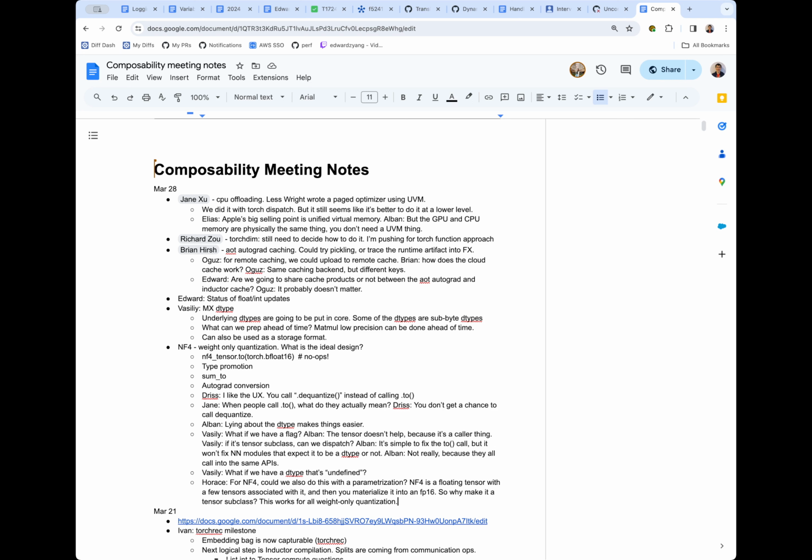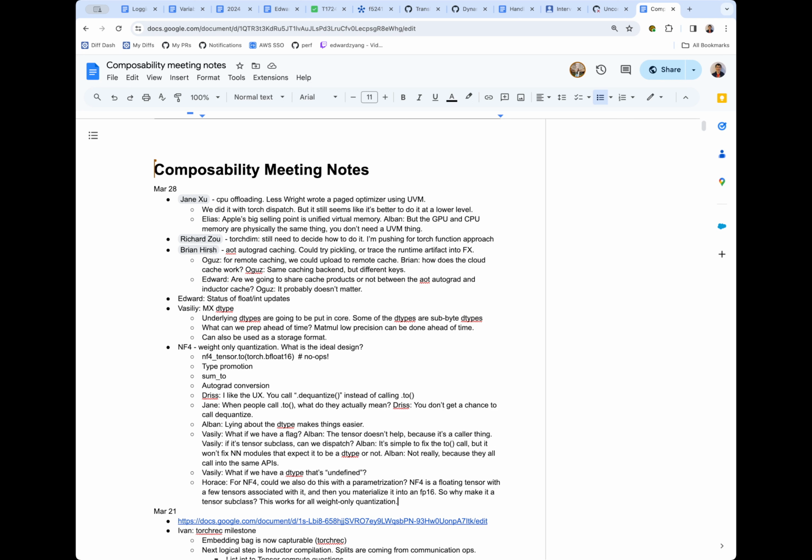Is it NF4 inference only though? No, it's designed for training. Okay, but I don't think you compute gradients on the NF4 tensor, right? No. Yeah. Okay. I'm not saying it's a prime, I'm just mentioning that is the big difference I see between these.